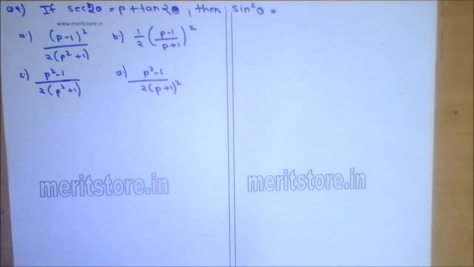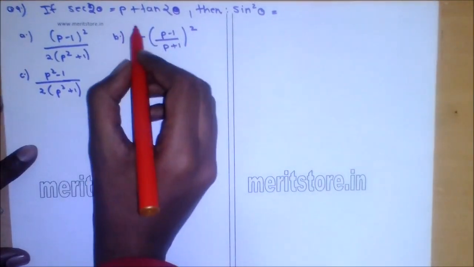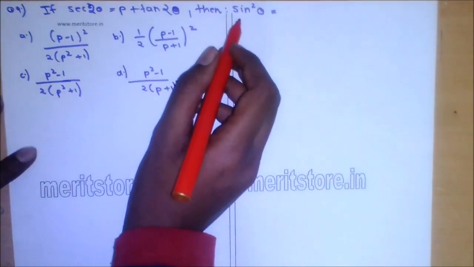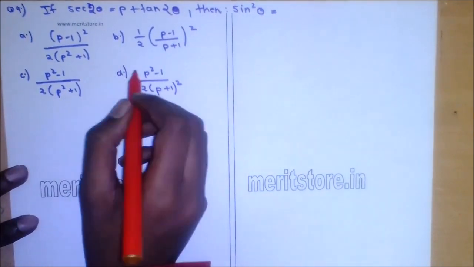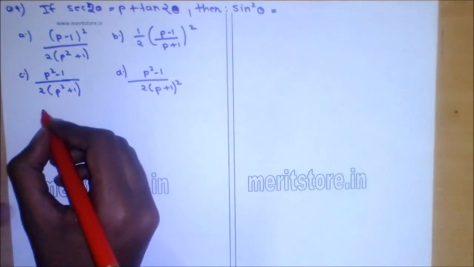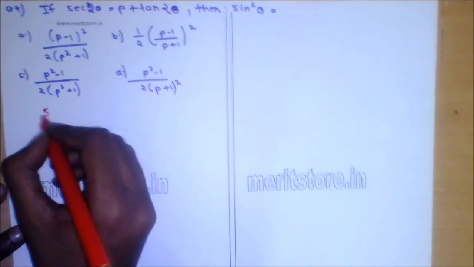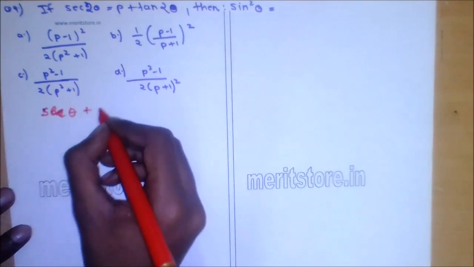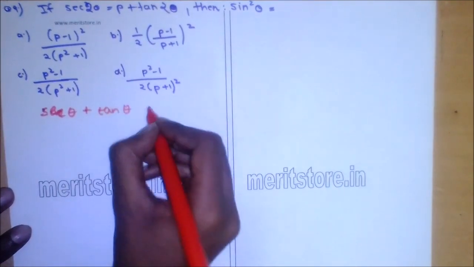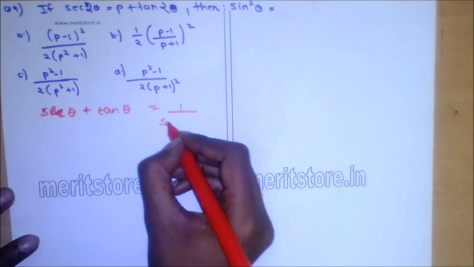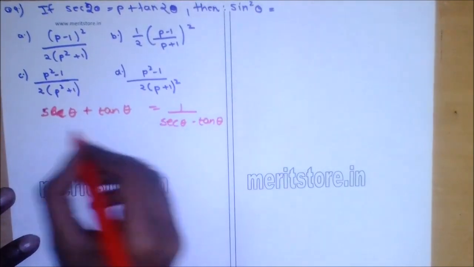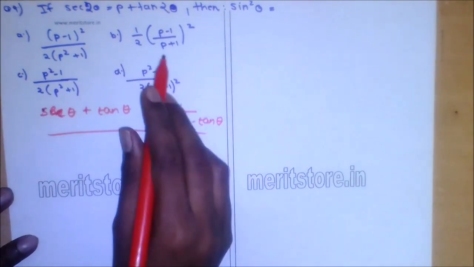It is given that sec 2 theta equals p plus tan 2 theta. So we have to find the value of sin square theta, and these are the options. So first we have a formula which says sec theta plus tan theta equals 1 upon sec theta minus tan theta. So we are going to use this formula to get the answer.